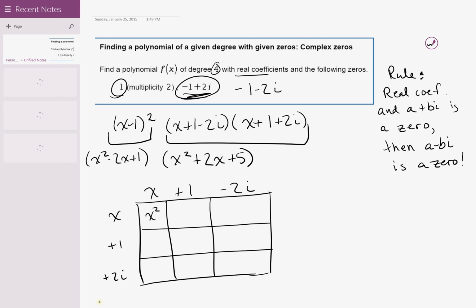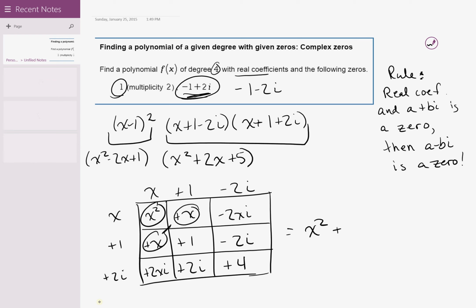And this is x squared. This is plus x. This is minus 2xi, or 2ix, it doesn't matter. Plus x plus 1 minus 2i plus 2xi plus 2i, and then minus 4i squared is plus 4. Okay, this is x squared plus 2x plus 2xi minus 2xi plus 2i minus 2i, and then plus 1 and plus 4.